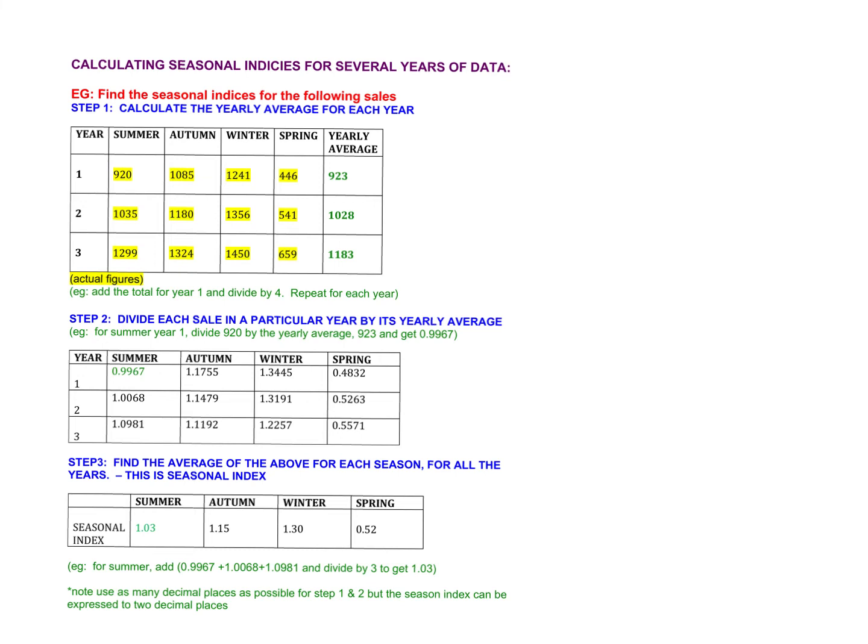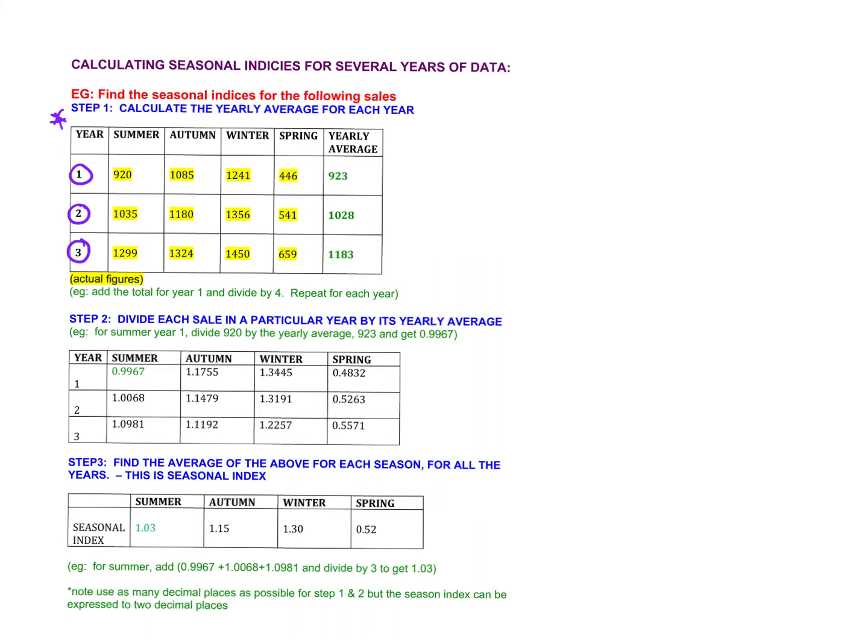Okay, so what we saw before was how we calculated a seasonal index when we had Monday to Friday, so we only had one week. Here we're going to show you what they do when they have multiple periods. You can see we've got 3 years of data with 4 seasons, so there's seasonality. We need to find the seasonal index for this whole data. The way you do it is you find the seasonal index for each quarter for every year, and then you average that out.